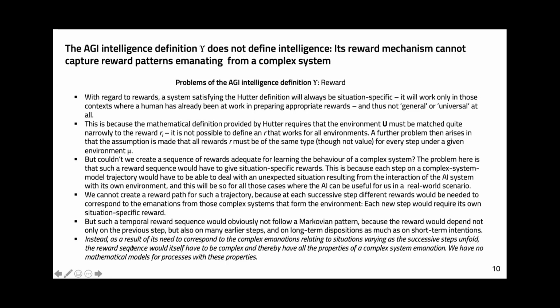Therefore, the reward sequence would need to correspond to complex emanations relating to situations varying as the successive steps unfold. And therefore, the reward sequence would itself have to be complex. And thereby it would have all the properties of a complex system emanation. So that's the interesting thing, that to give rewards to an intelligent system in a complex setting, the reward sequence itself would have all the properties of a complex system emanation. So it would have the same properties that my stream of language that I'm currently giving to you has.